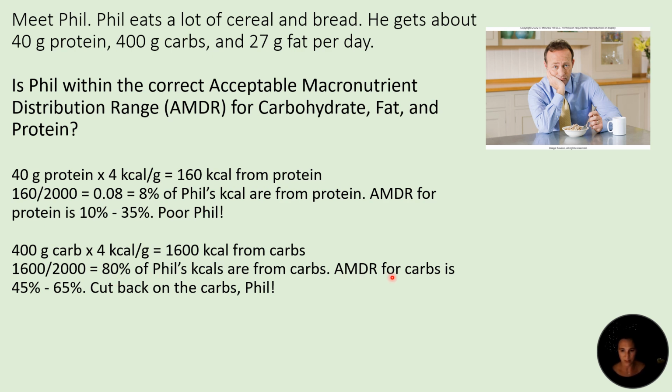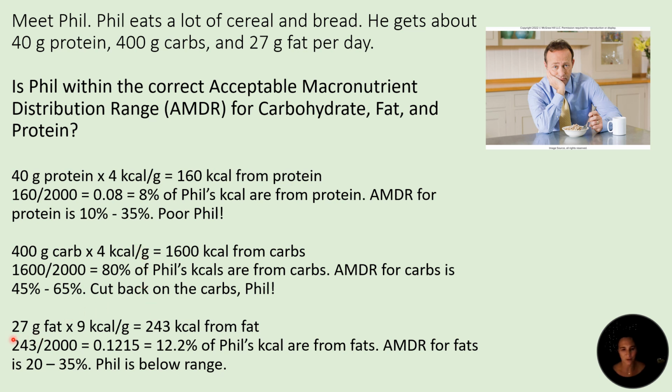If we look at the AMDR for carbohydrates, I told you in that last slide that it's 45 to 65%. He is at 80%. So Phil really needs to cut back on the carbs. He needs to get a little variety in his diet. His AMDR is way too high for carbohydrates.